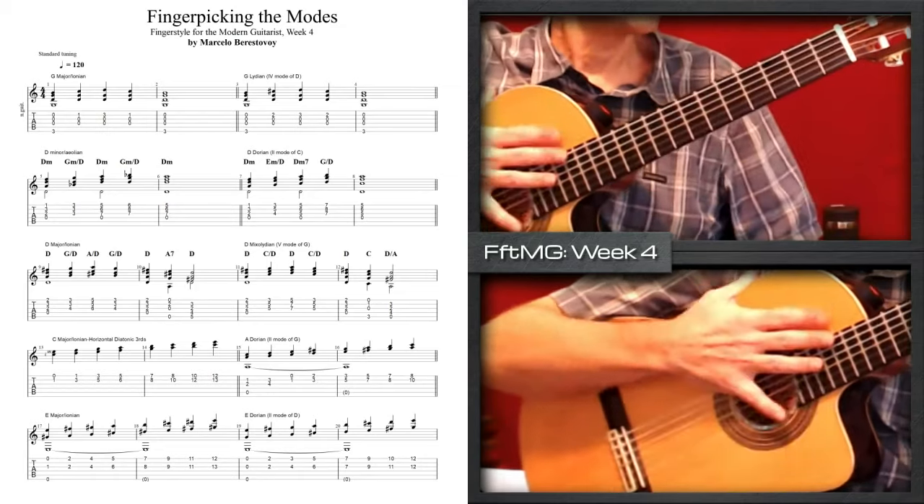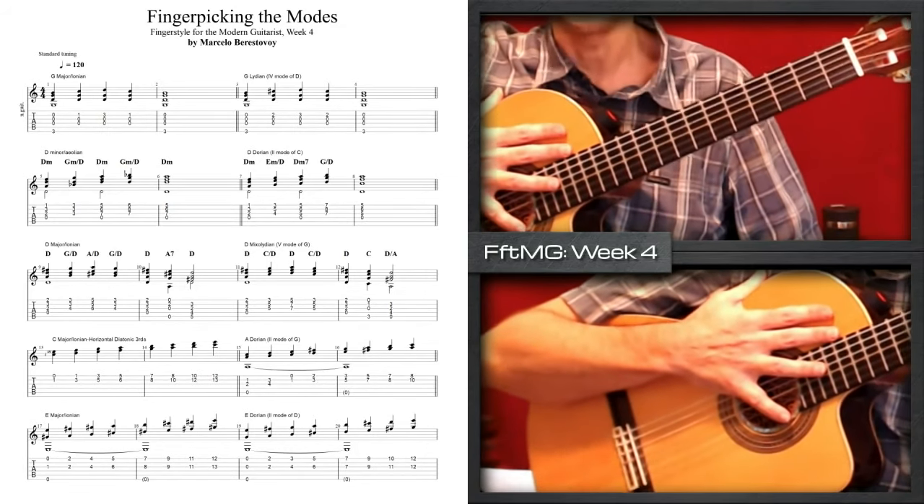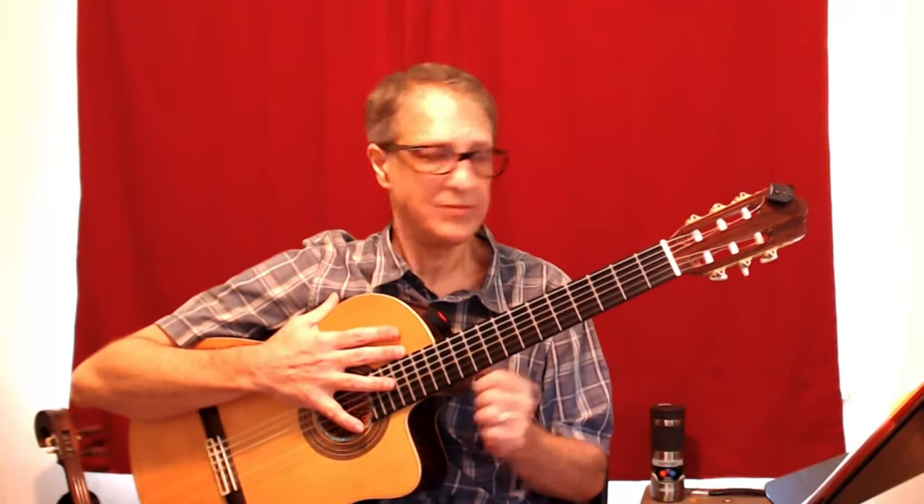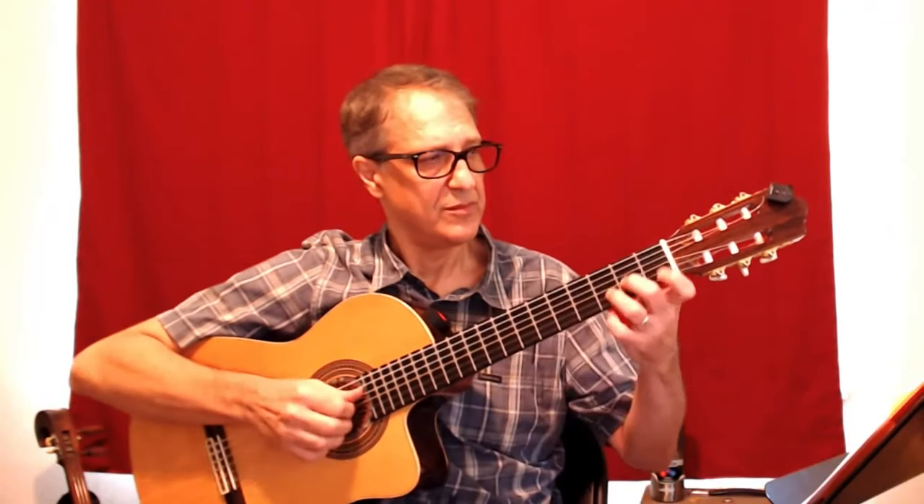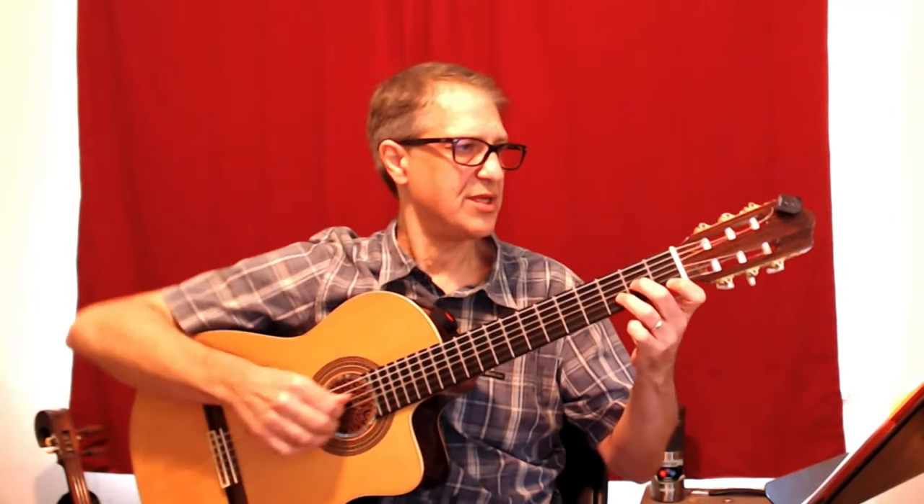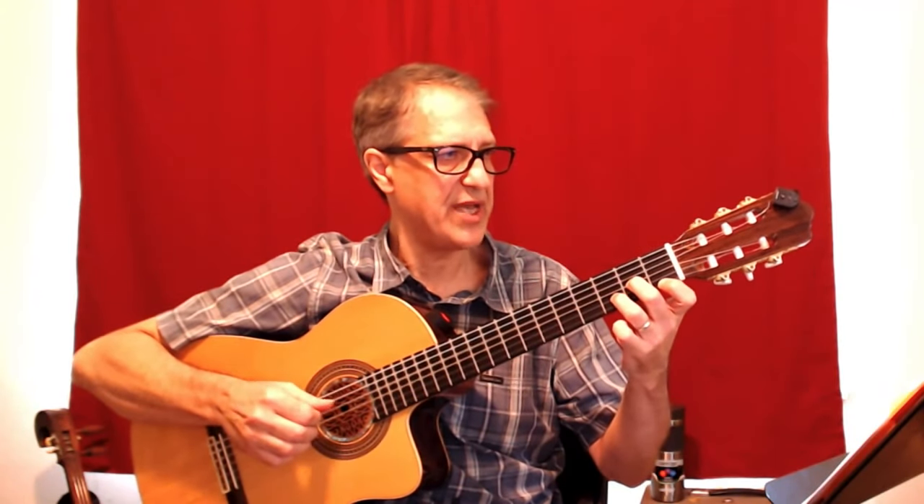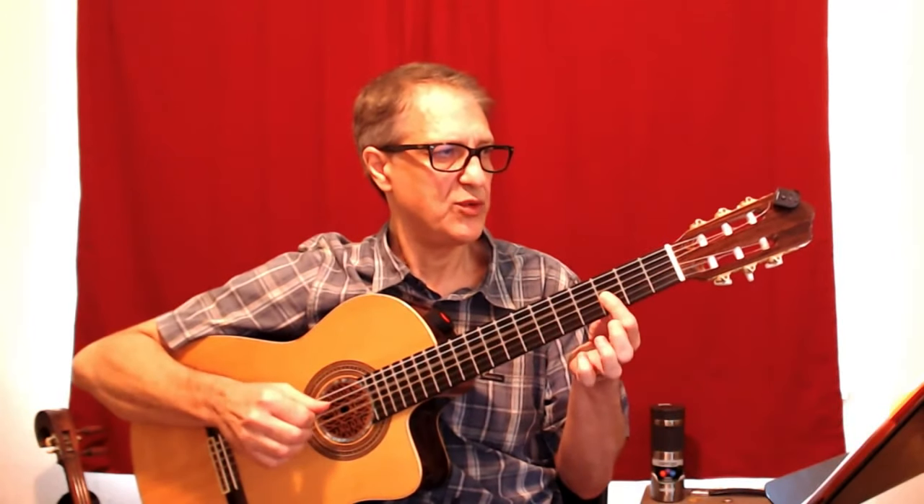Let's look at the next example. In the next example, we're going to compare the Aeolian natural minor scale to the Dorian mode. So if you look at measures 4 and 5, you see a D minor triad going to a G minor triad.